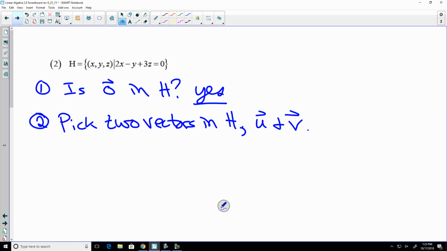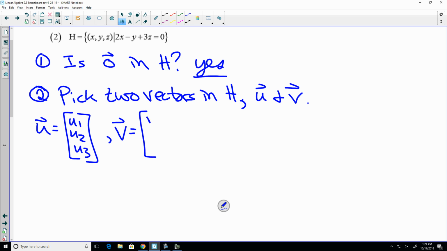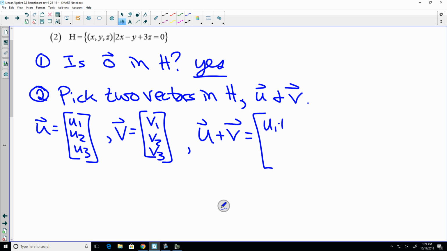Okay. So we'll say U is U1, U2, U3. Is that good? And V will be V1, V2, V3. So these are vectors, and these are the components of the vector. And I'm going to add the two. So what would be U plus V? Yeah. Just add the components like this.